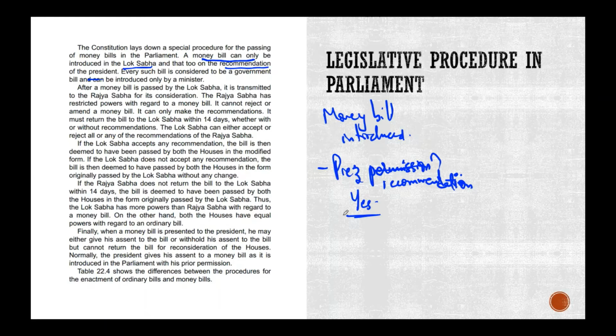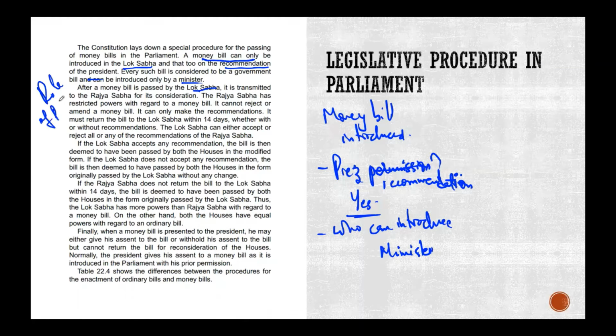And who can introduce it? A private member? A minister. Only a minister. So these are the important elements here. Now let us say that the Lok Sabha has passed it. What is the role of Rajya Sabha in money bills? What can the Rajya Sabha do? It can only make recommendations with regard to it.